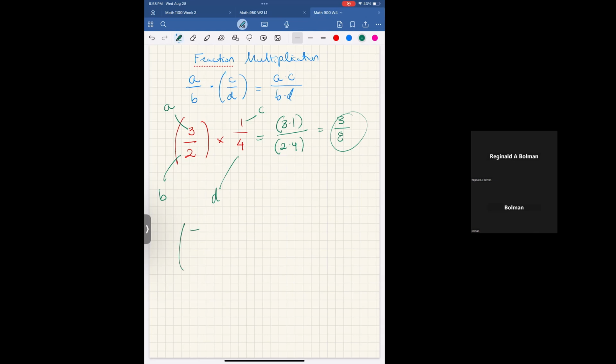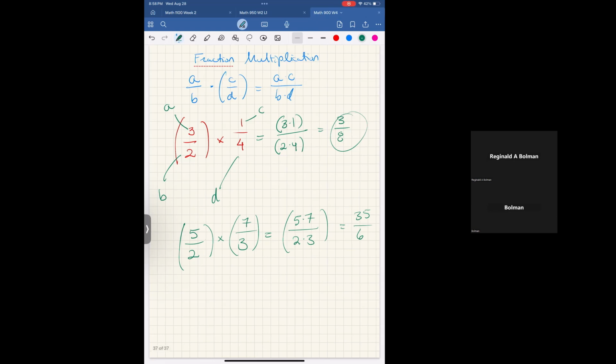If you will have another example, suppose we have 5/2 times 7/3. 5 times 7 on top, and we would do 2 times 3 on bottom. 5 times 7 gives us 35. 2 times 3 would give us 6. So if we took 5/2 and multiplied it by 7/3, we would arrive at 35/6.